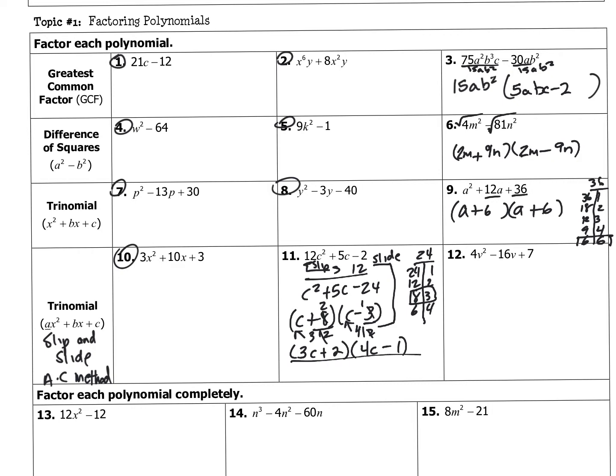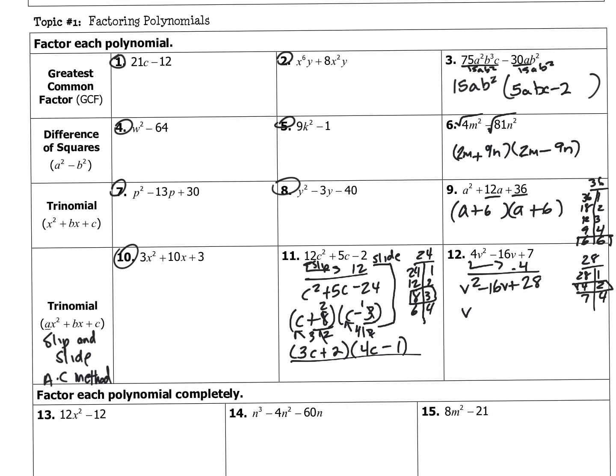And let's do it again here. Number 12, first step is to slip and multiply. 7 times 4 is 28. So I have V squared minus 16V plus 28. And I need factors of 28 that add to equal 16. 28 and 1, 14 and 2, 7 and 4. So 14 and 2 are what I need.